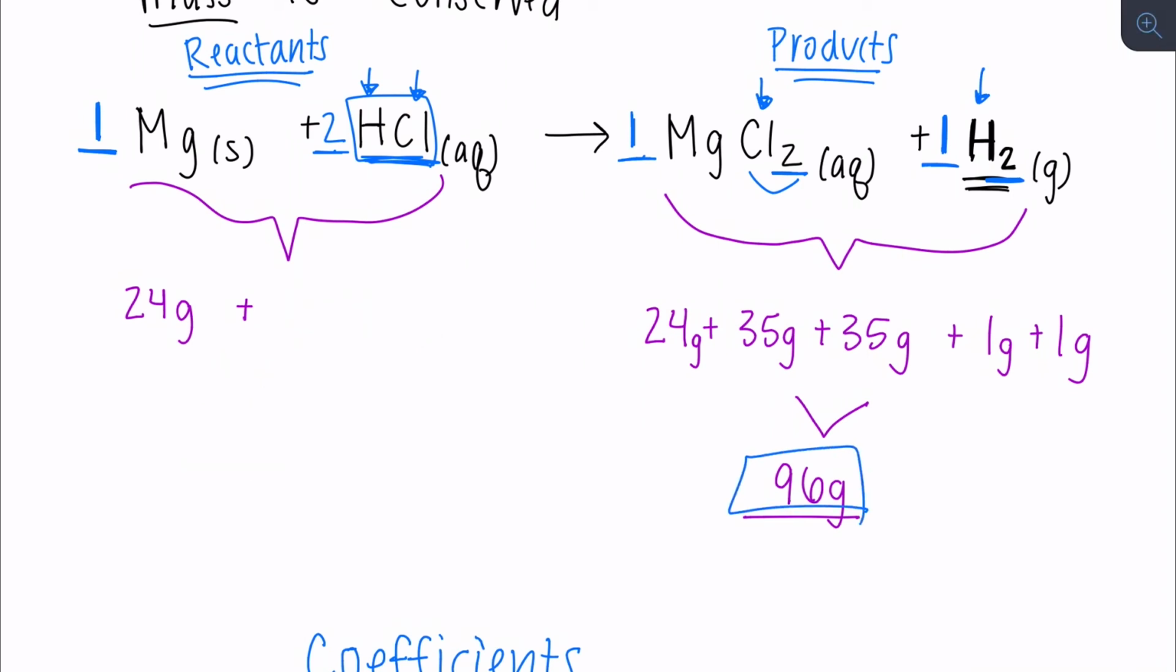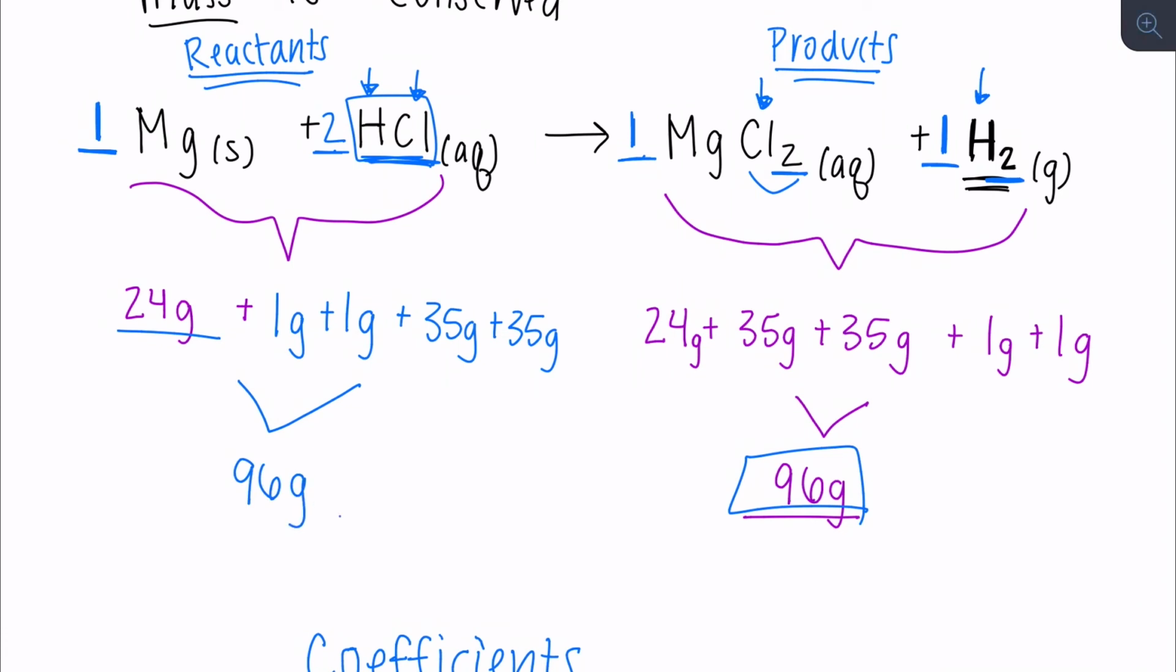So I still only have 1 magnesium, so 24. But now I have 2 HCl molecules, meaning I have 2 hydrogens. So that's 2 grams total. And I have 2 chlorines, 35 and 35. Have to account for both of them. Now when I add them all together, I do get 96 grams.